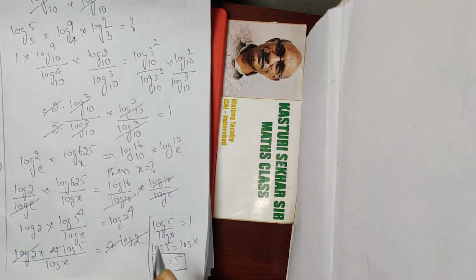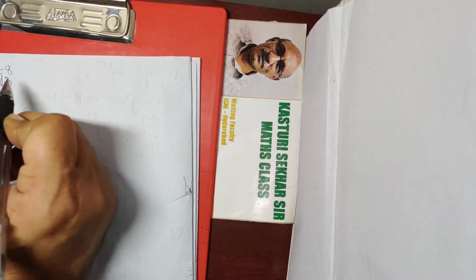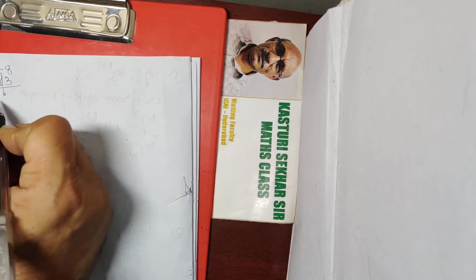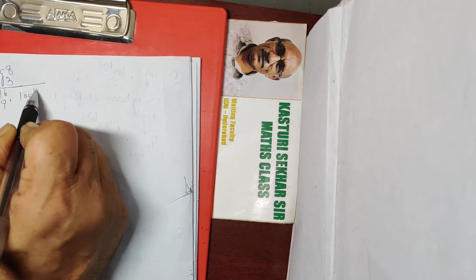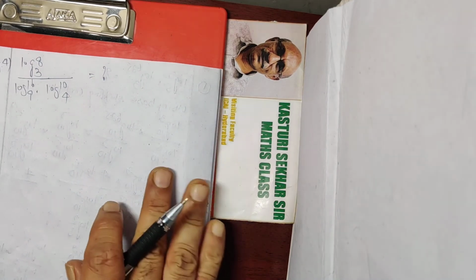Now let us see one more question for this log shifting concept. Next, log 8 to the base 3 divided by log 16 to the base 9 into log 10 to the base 4 is equal to question mark.